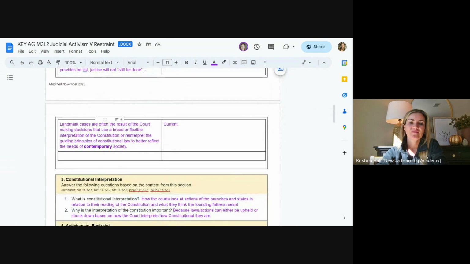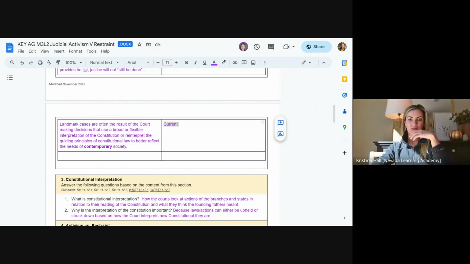And then finally, contemporary. When courts use a more flexible or broad approach to interpretation of the Constitution, then oftentimes they will institute a new policy or change a pre-existing policy or law that might be considered groundbreaking. So contemporary, meaning modern or progressive, moving ahead of the times. Current, that's a good way of saying it, current. Okay, so I'll give you a minute to finish that.